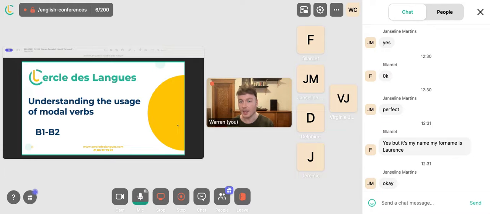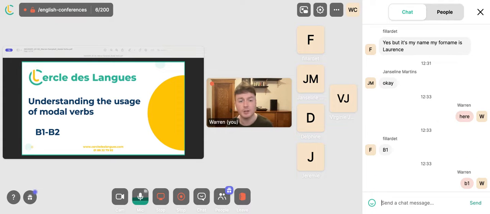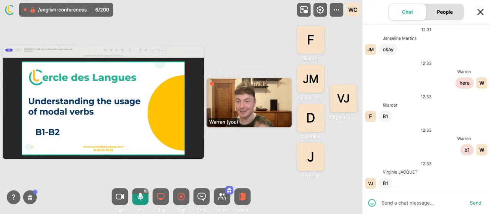Today's conference will be completely in English. The level is suited for B1 to B2. If everyone could confirm their level in the chat box, just in case I need to adapt, so if you can just type B1, B2, A1, A2, whatever it might be. So let's get started, shall we?